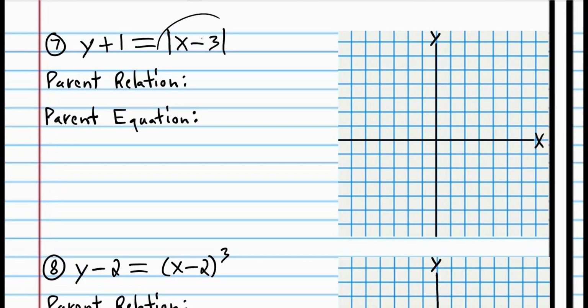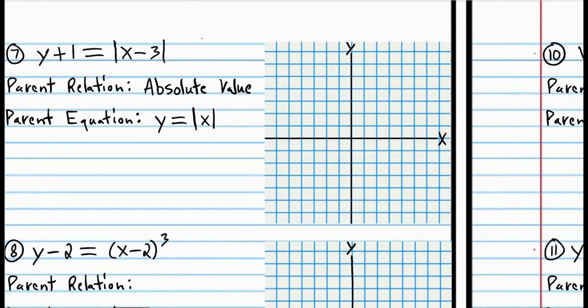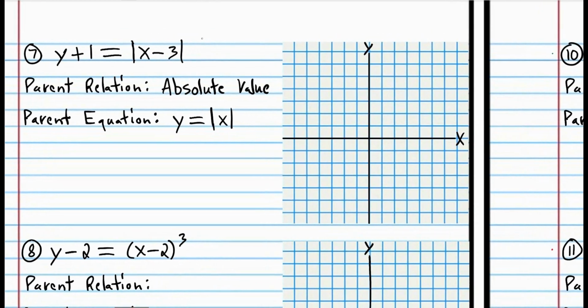All right, we're back. We see an absolute value symbol here, so it's obviously the absolute value relation, and the parent equation is y is equal to the absolute value of x. So if you look at your basic graph, it looks something like this. I didn't draw that perfectly, but you get the point. It looks like a V.